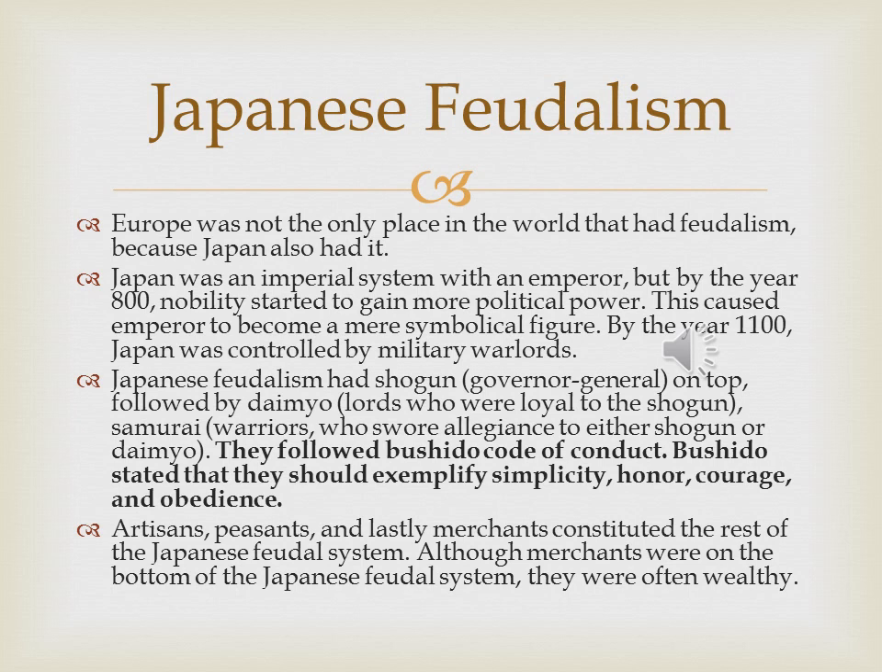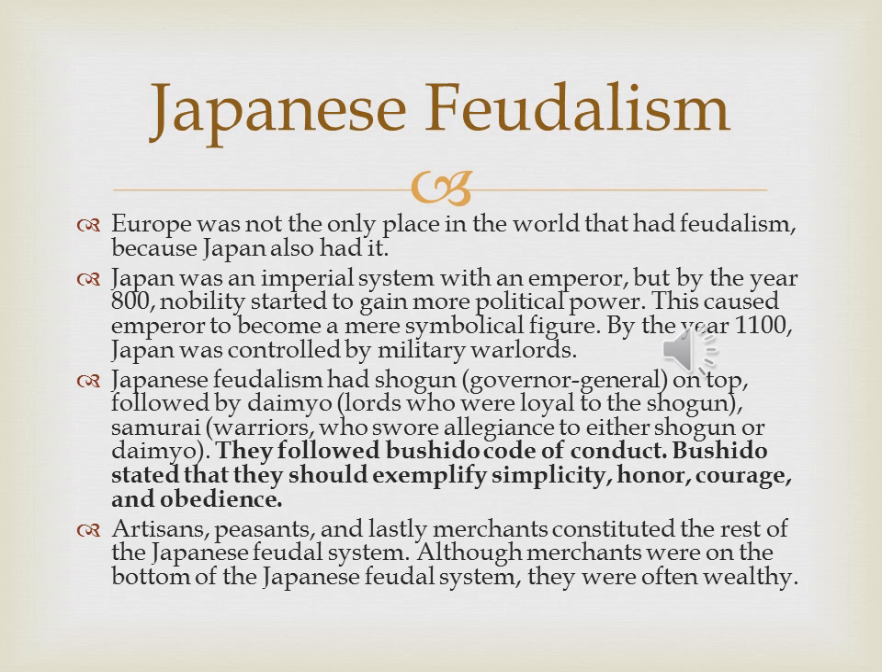Japanese feudalism. Europe was not the only place in the world that had feudalism, because Japan had it too. Japan was an imperial system with an emperor, but by the year 800, nobility started to gain more political power. This caused the emperor to become a mere symbolic figure. By the year 1100, Japan was controlled by military warlords.